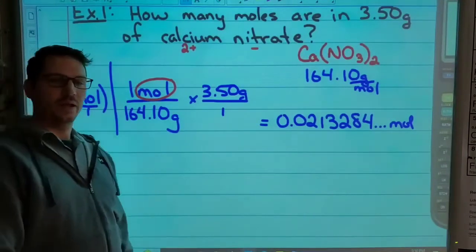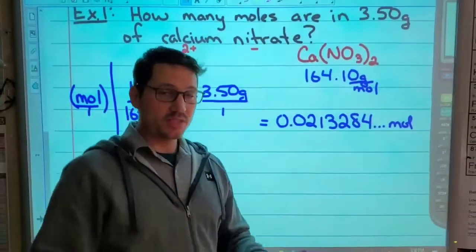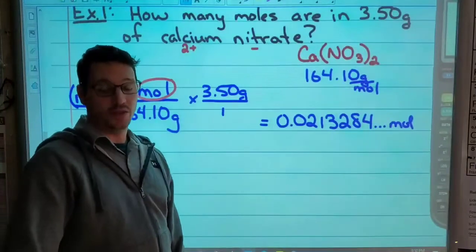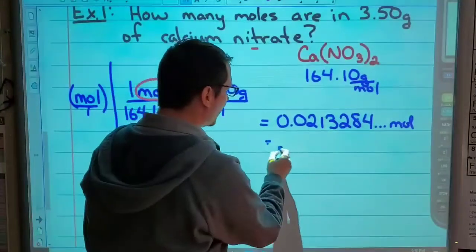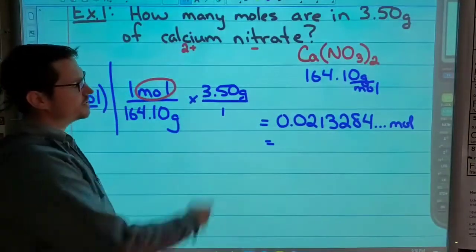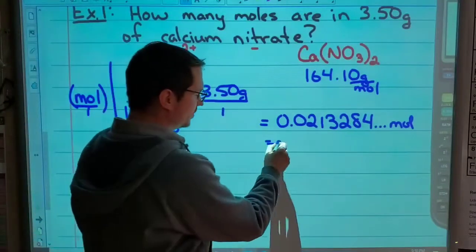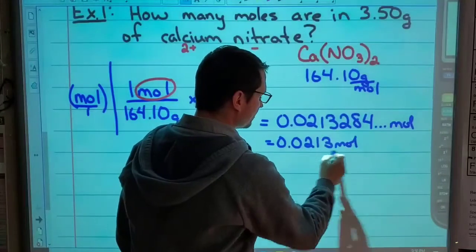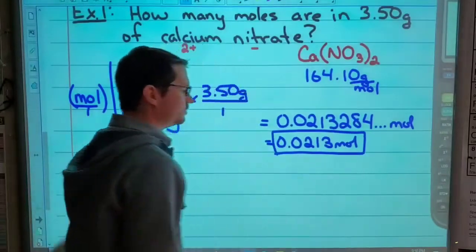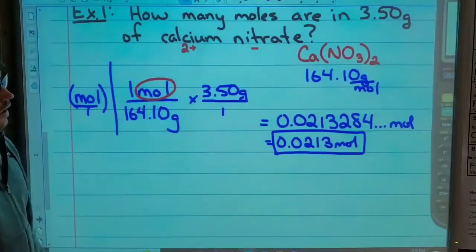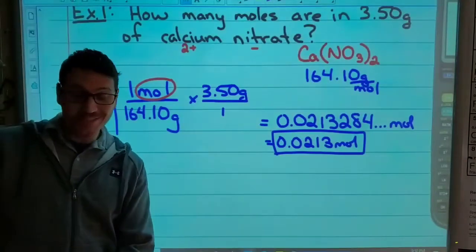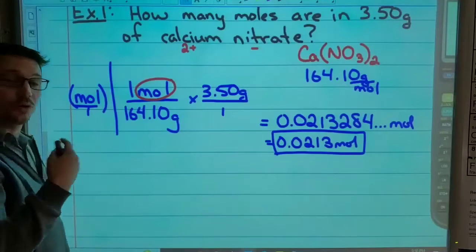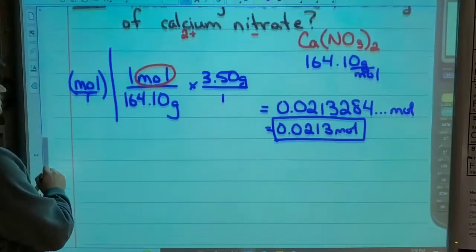0.0213284 moles. Now, if we weren't done the question, we would keep all of those digits. If we are done the question, like we are right now, then we'll round to 3 significant digits. That's how many was given in our original question. 0.0213 moles. Okay, hopefully that wasn't too painful. Hopefully that was a little bit helpful. We're going to go through a couple more examples here.